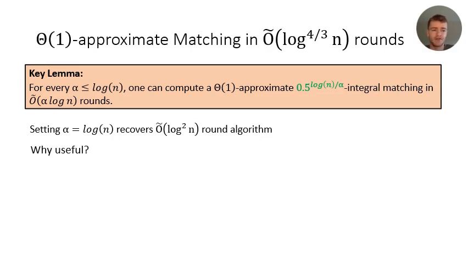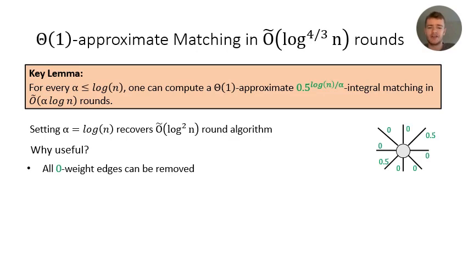Okay, so why is this useful? First, we can remove all the zero weight edges in the graph from this fractional matching we have computed, and this drops the matching size by at most a constant factor.